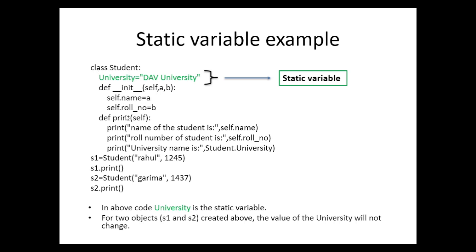Now in this example we have taken two instance variables and there is one static variable, and when we use the print function we have taken two objects s1 and s2. In s1 I have given the values Rahul and its roll number, and in the second student we have taken Garima and its roll number. When we print the value of both of these objects, what we get is different values for name and roll number but the same value for the university, because the university is a static variable and it is shared by both the objects.